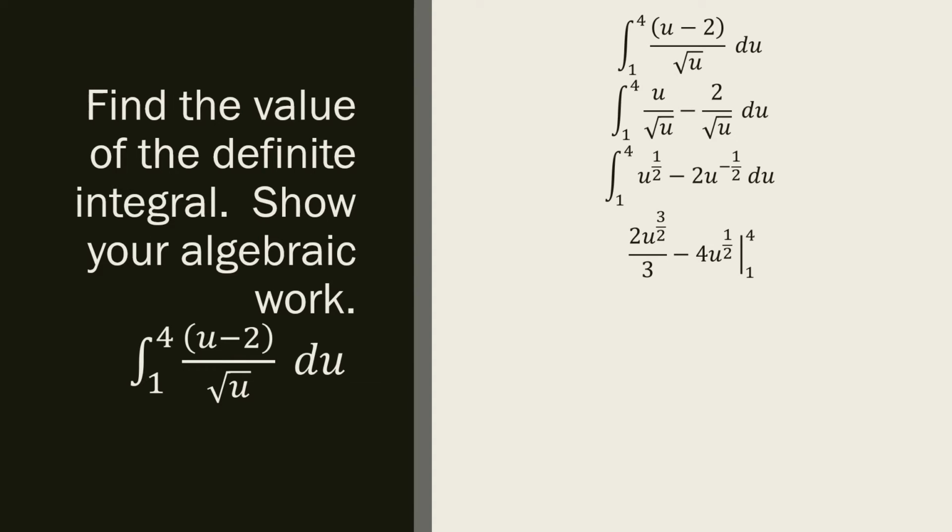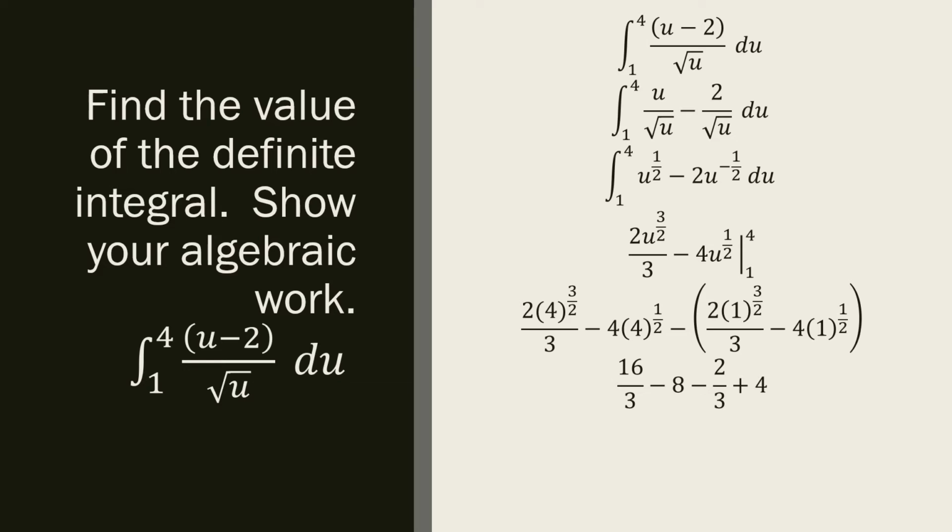All right, so starting with that 4, again, starting with your top bound, you're going to plug that in, and then you're going to subtract off your bottom bound. So you have 2 times 4 to the 3 halves over 3 minus 4 times 4 to the 1 half, minus 2 times 1 to the 3 halves over 3 minus 4 times 1 to the 1 half. Now simplifying this out, we get 16 over 3 minus 8 minus 2/3 plus 4.